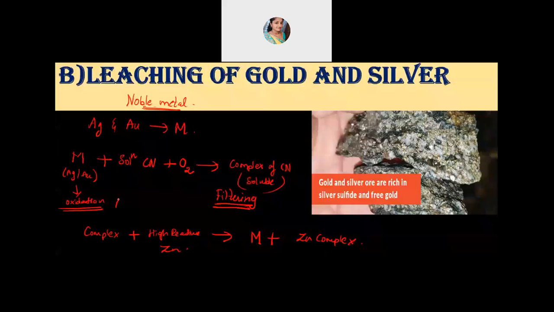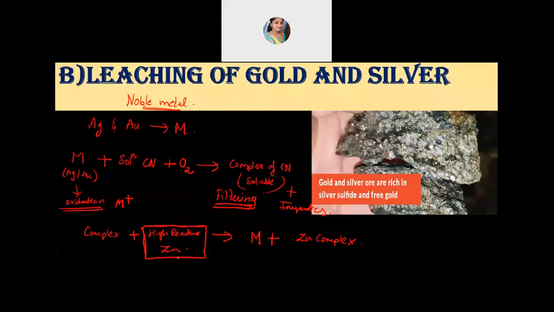So in brief, in the leaching process of the noble metals gold and silver, we treat the metal with a solution of cyanide, sodium cyanide or potassium cyanide, and we pass oxygen. In the presence of oxygen, the metal undergoes oxidation and comes into the positive form, M plus: Ag plus for silver, Au plus for gold. That combines with the cyanide ion, which is a very good ligand, so it easily forms a complex. That complex is soluble, while other impurities are present, so the soluble complex has to be filtered. That filtrate is further made to react with a highly reactive metal like zinc.